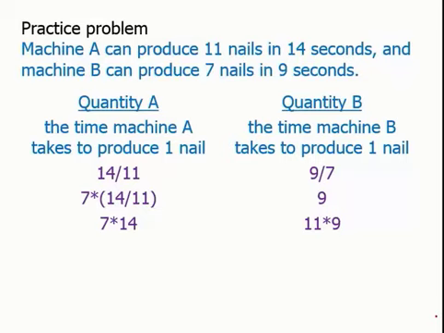Well now, 7 times 14, that's 98. 11 times 9, that's 99. 99 is greater than 98. And so the time it takes machine B to produce one nail is marginally larger than the time that it takes A to produce a nail. And so the answer is B.